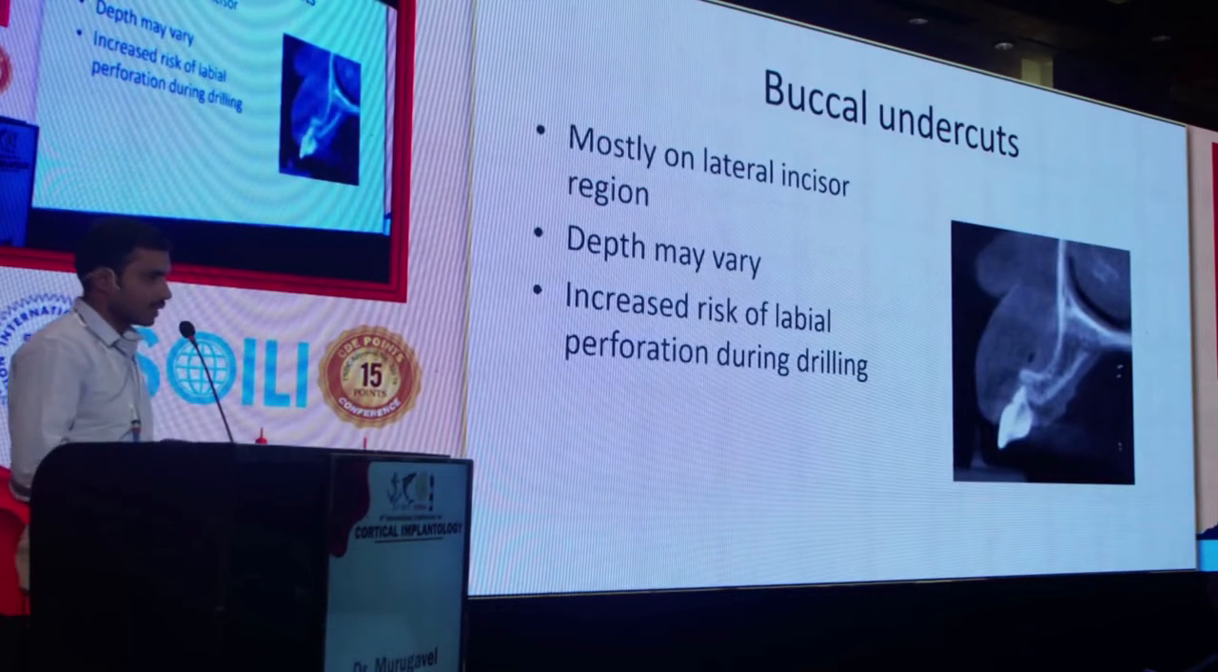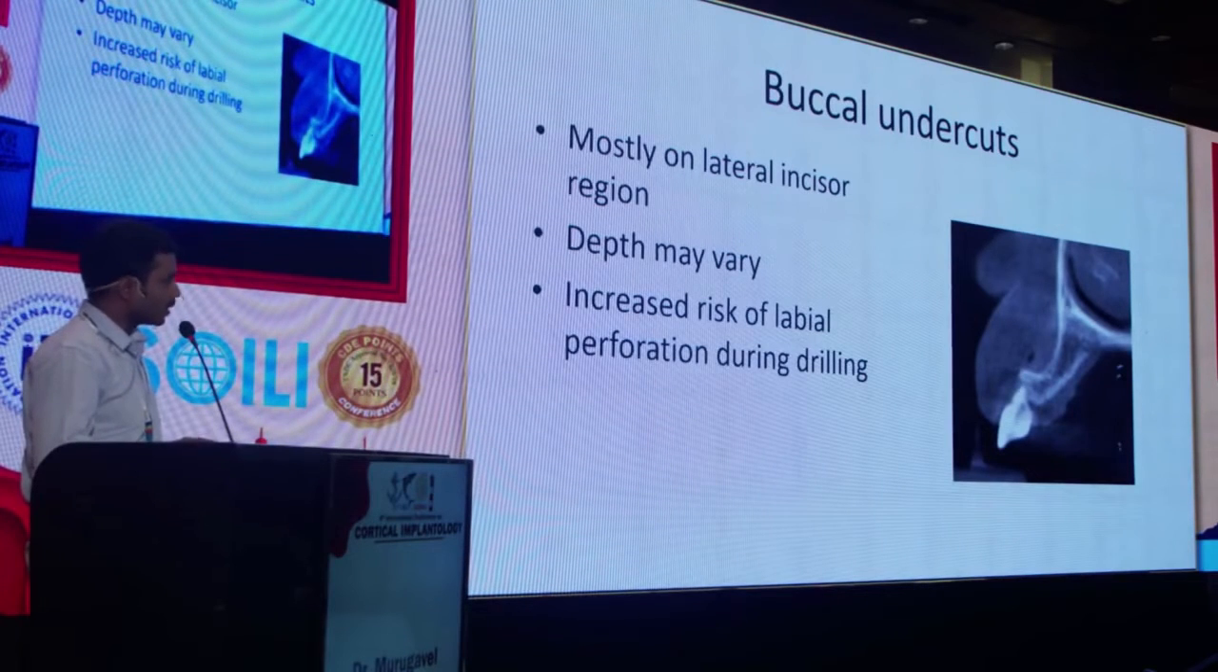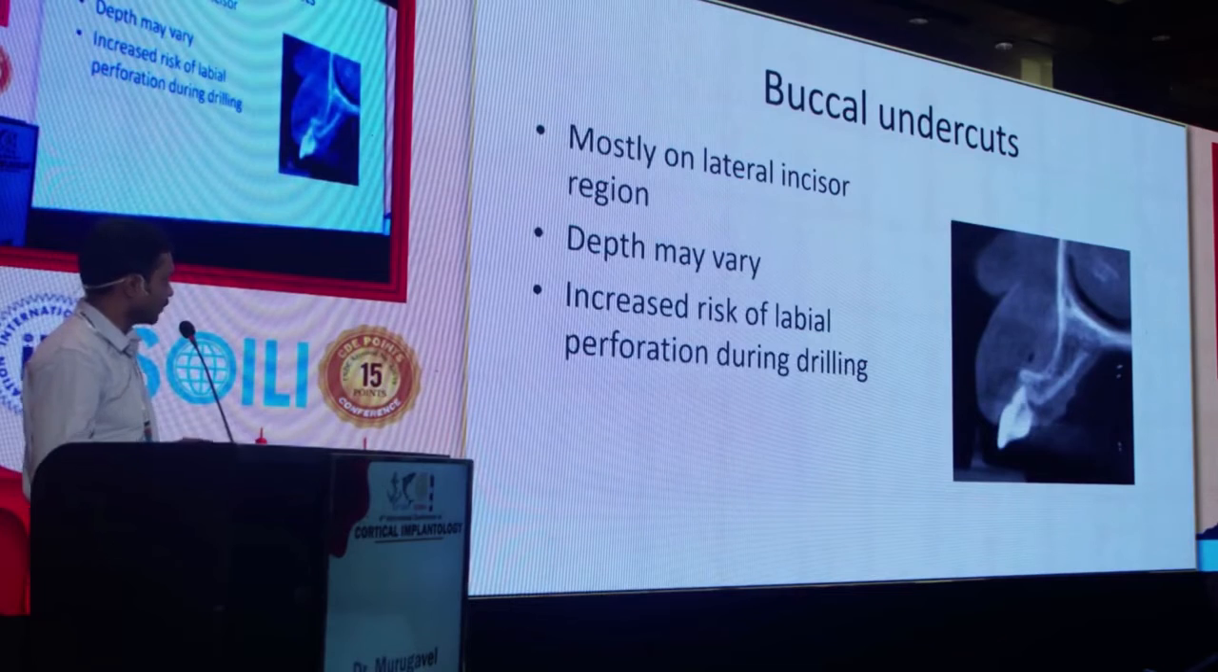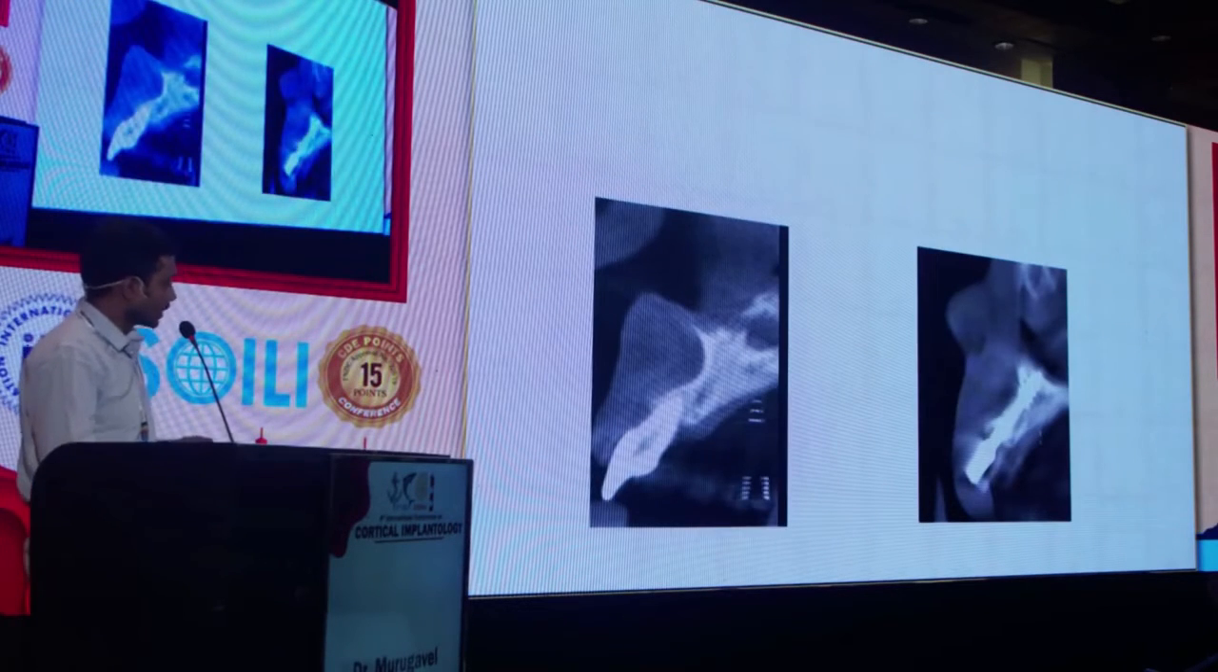We also have to check for the presence of buccal undercuts beforehand. The buccal undercut is most commonly present in the lateral incisor region. The depth may vary from mild to severe. The clinical significance is that we may perforate the labial plate during drilling and implant placement. This is a canine region where there is a buccal undercut. You can see in the post-op X-ray that it is close to the undercut.